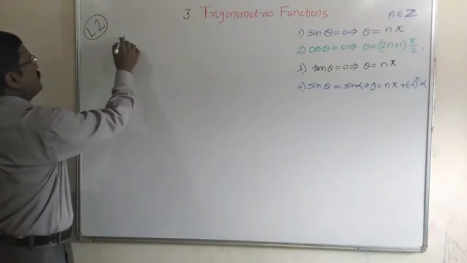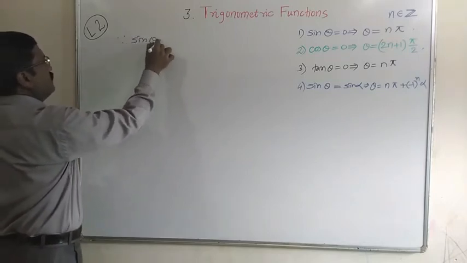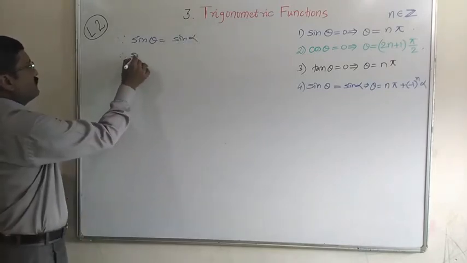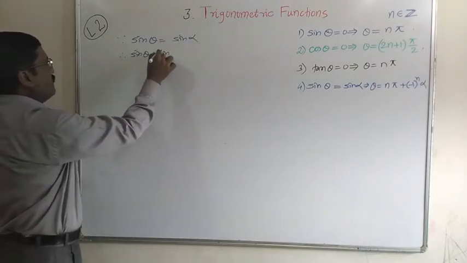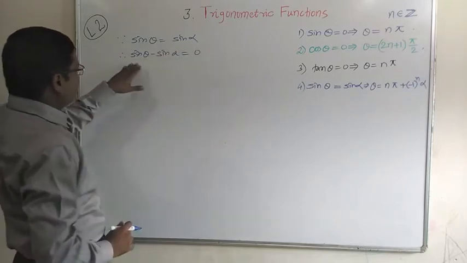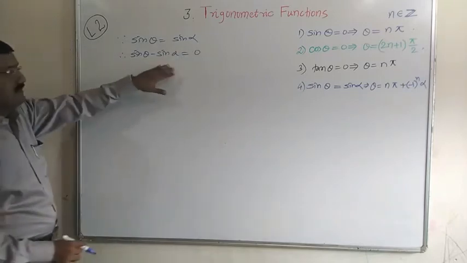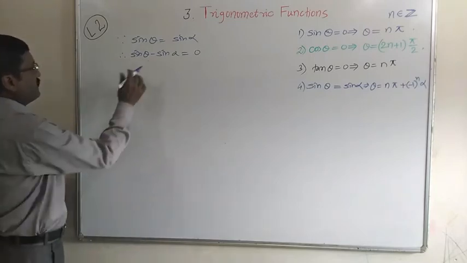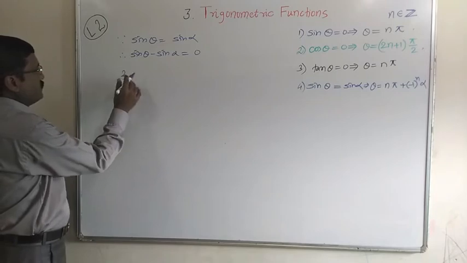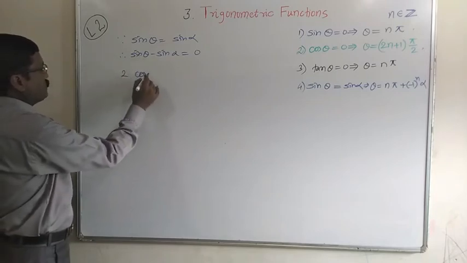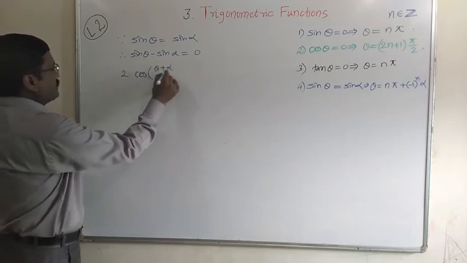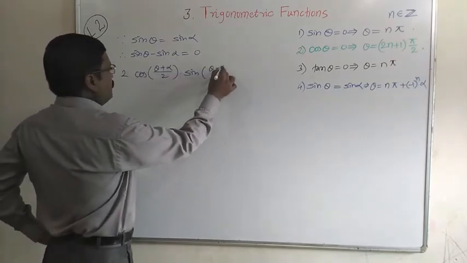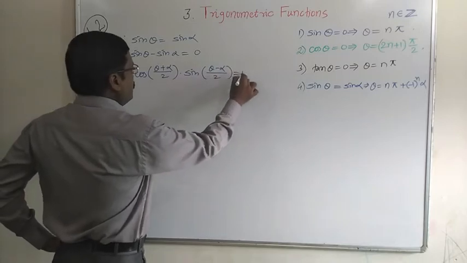Since sin theta is equal to sin alpha, therefore sin theta minus sin alpha is equal to 0. This is sin minus sin. You know the factorization formula that we learned in 11th class. Sin minus sin is 2 cos sin, that is 2 cos of (theta plus alpha) upon 2 into sin of (theta minus alpha) upon 2 equal to 0.